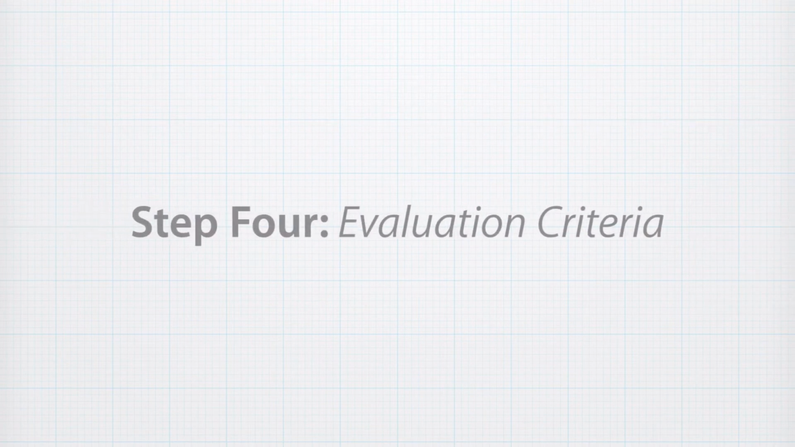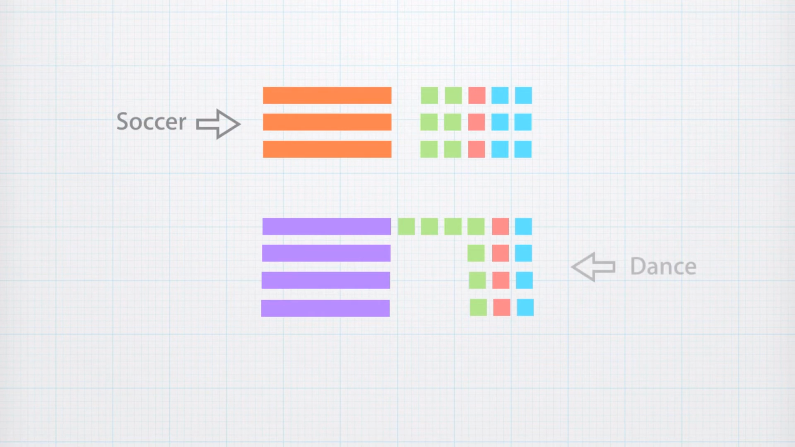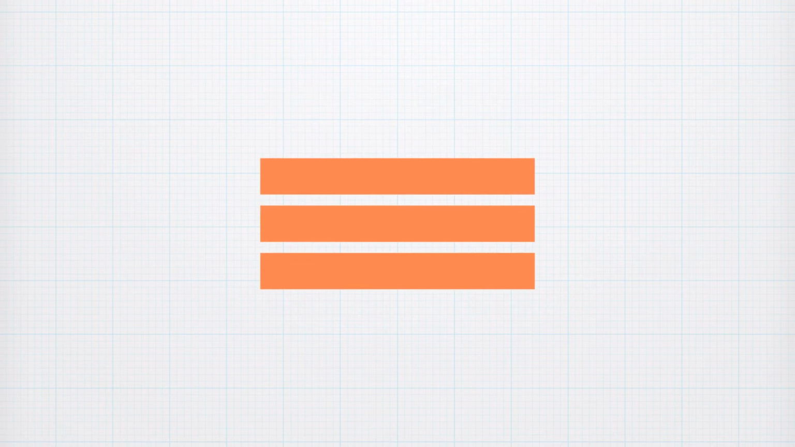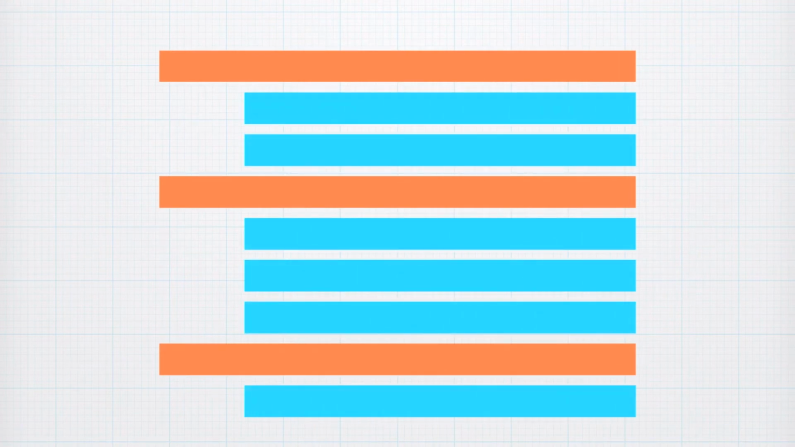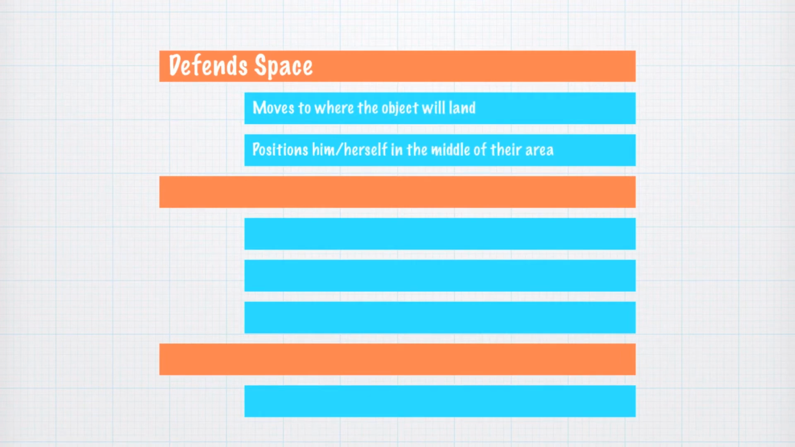Now that I know which outcomes I'll be focusing on and which activities I'll be using to focus on them, it's time for me to create my evaluation criteria. I do this by using those very outcomes from the grade level outcomes document and then break them down further into objective, observable aspects. So for example, if I was teaching a net and wall games unit and my evaluation criteria was defend space, my observable aspects could be moves to where the object will land and positions him or herself in the middle of their area. These observable aspects are what are going to help me understand the degree to which students are mastering the learning outcomes from our curriculum.